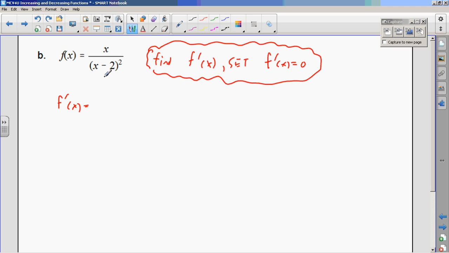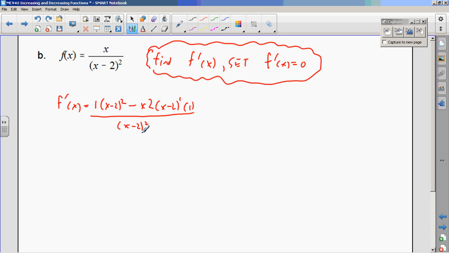Take the derivative of the top, write down the bottom, subtract, write down the top. Derivative of the bottom is a chain rule. Be careful, right? Chain rule, 2 comes down, x minus 2 left inside, and then the derivative of the inside is just 1, so that's all good. And this looks terrible, but it'll get better. All over the bottom squared.